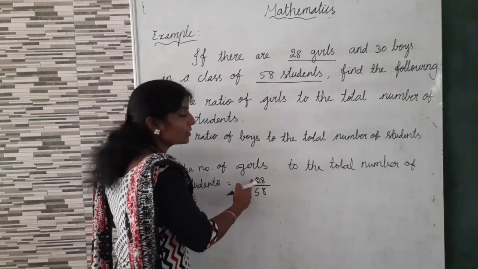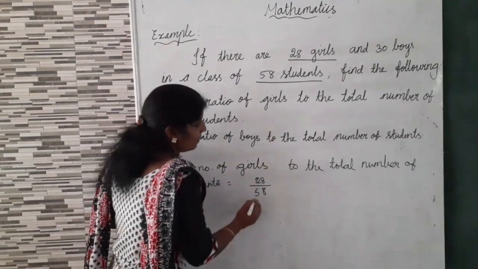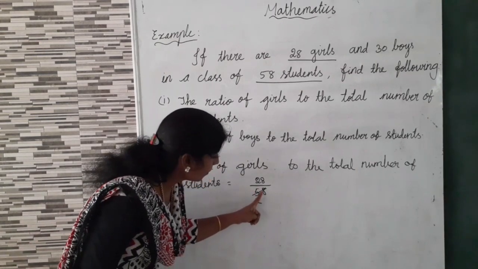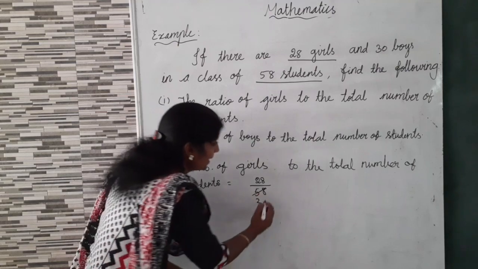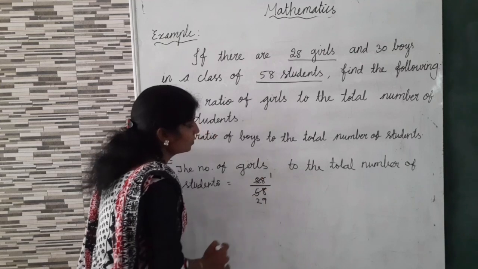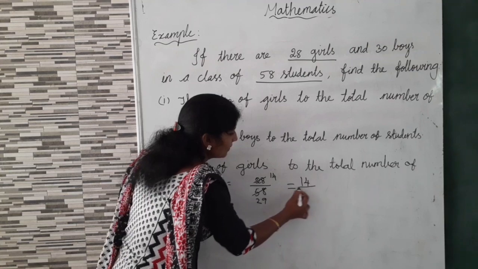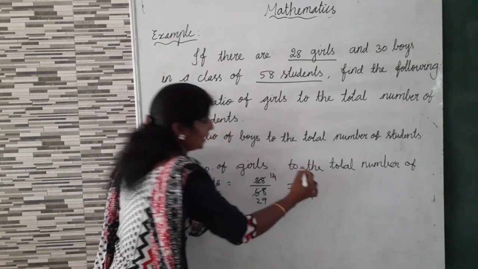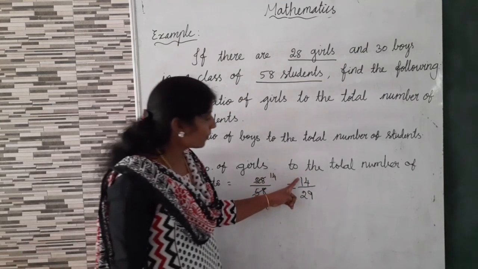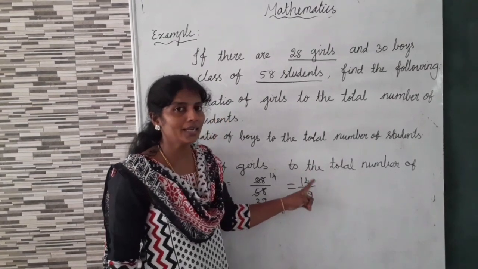We can use two table, isn't it? We have two even numbers. So we can use two table. 2 twos are 4, 1 balance. 1 and 8, 18. 9 twos are 18. Now here 1 2 is 2. 4 twos are 8. So we got 14 divided by 29. So the number of girls to the total number of students is 14 divided by 29. Total 29 students, 14 girls.